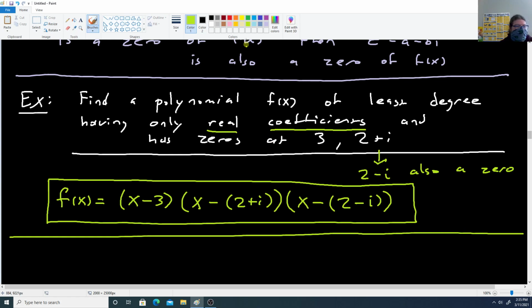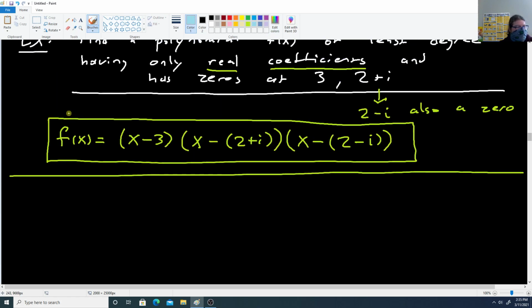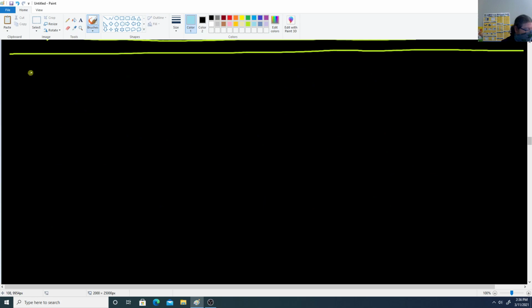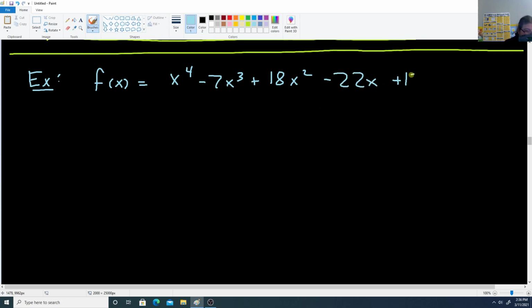So we have one last example we're going to look at, and then that'll wrap this section up. So our final example here, they're going to say, suppose you have a function f of x which equals x to the fourth minus 7x cubed plus 18x squared minus 22x plus 12, and they want us to factor f of x given 1 minus i is a 0.